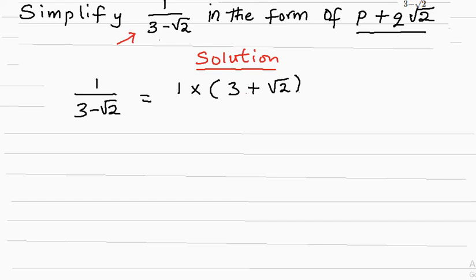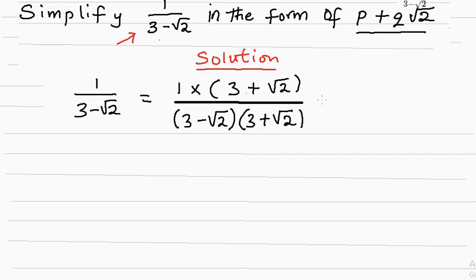Then, of course, divided by the same thing. Whatever you do to the numerator, you also do to the denominator. So the same surd in the denominator is also multiplied by the conjugate, which of course is 3 plus root 2.